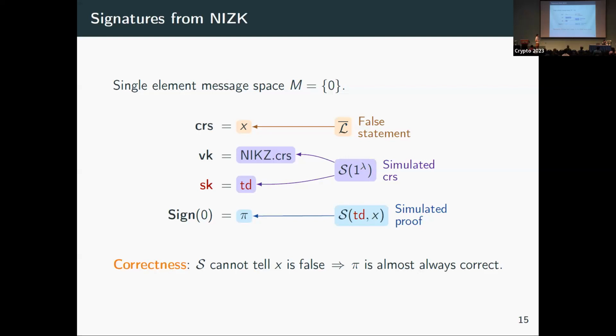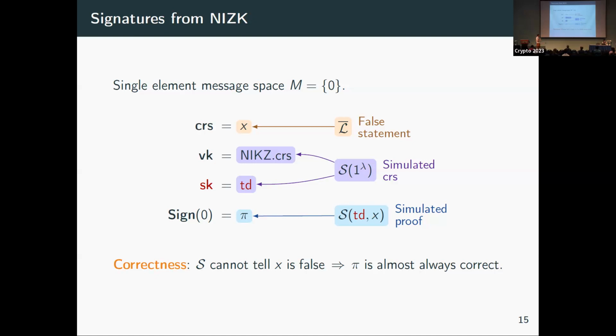Now, how do we build signatures given NISIC? This is going to be the last reduction I'm going to show today. The idea is very simple. We're going to build signatures with a message space containing only one element, and we're going to use the fact that the argument is a zero-knowledge proof.